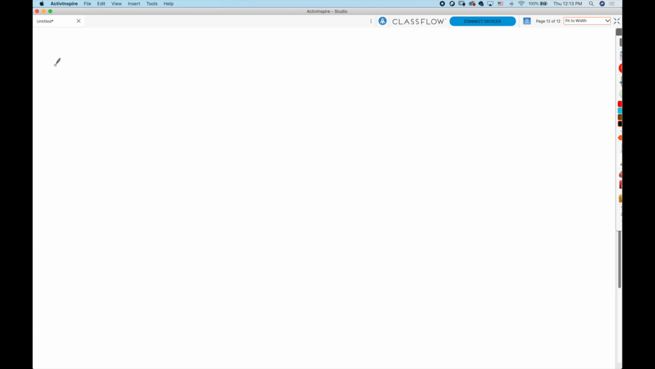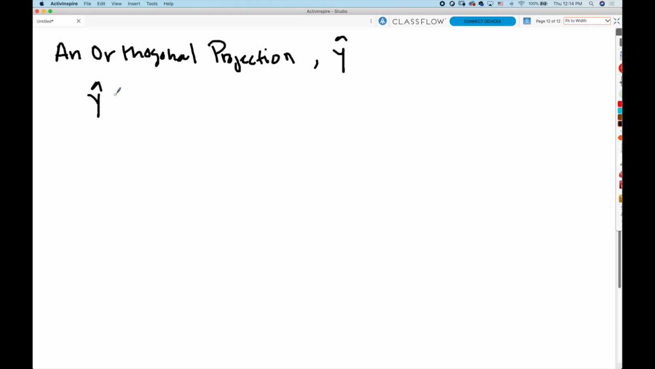So lastly, let's talk about an orthogonal projection. And so we're going to call this y tilde. All right, and so I'm just going to go ahead and give you the definition for it. So y tilde is going to be y dot u over u dot u times the vector u.